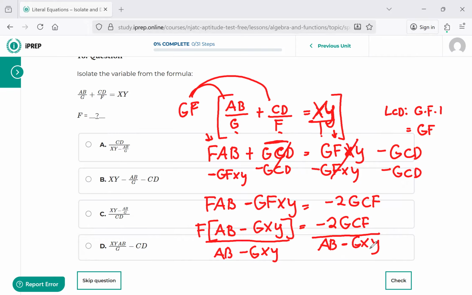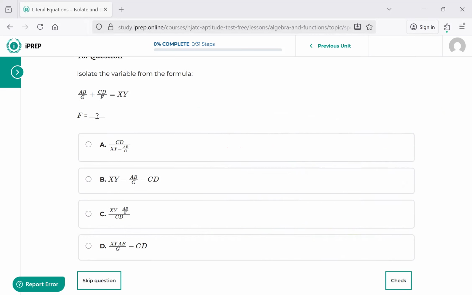You see our answer now? On the bottom, AB minus GXY, is there anything you can take out? No. Let me start from the beginning. Yeah, this one's a difficult one.